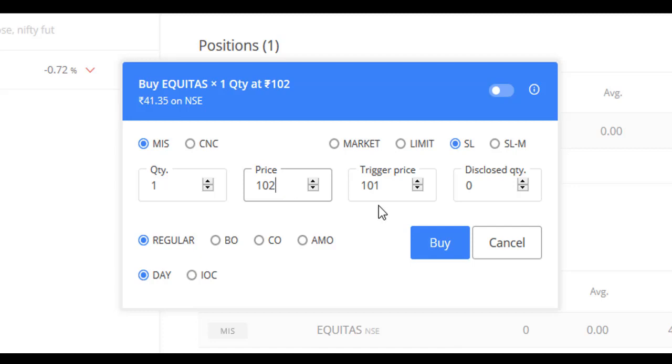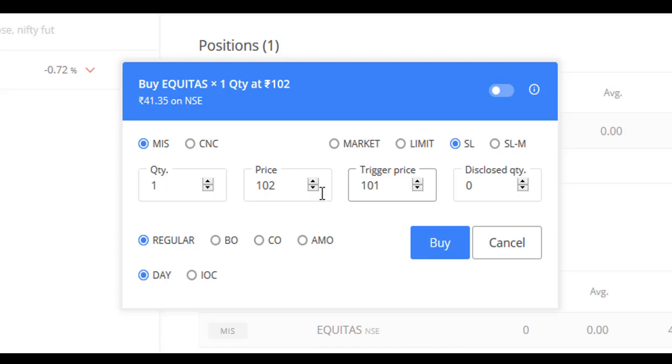But let's see this example: 101 and 102, trigger price is 101 and price is 102. When the price jumps from 100 to 101, your order will be sent to the exchange, then your order will be triggered at 102. So it waits for the price to hit, and after that confirmation, you enter the trade at the price you wanted.